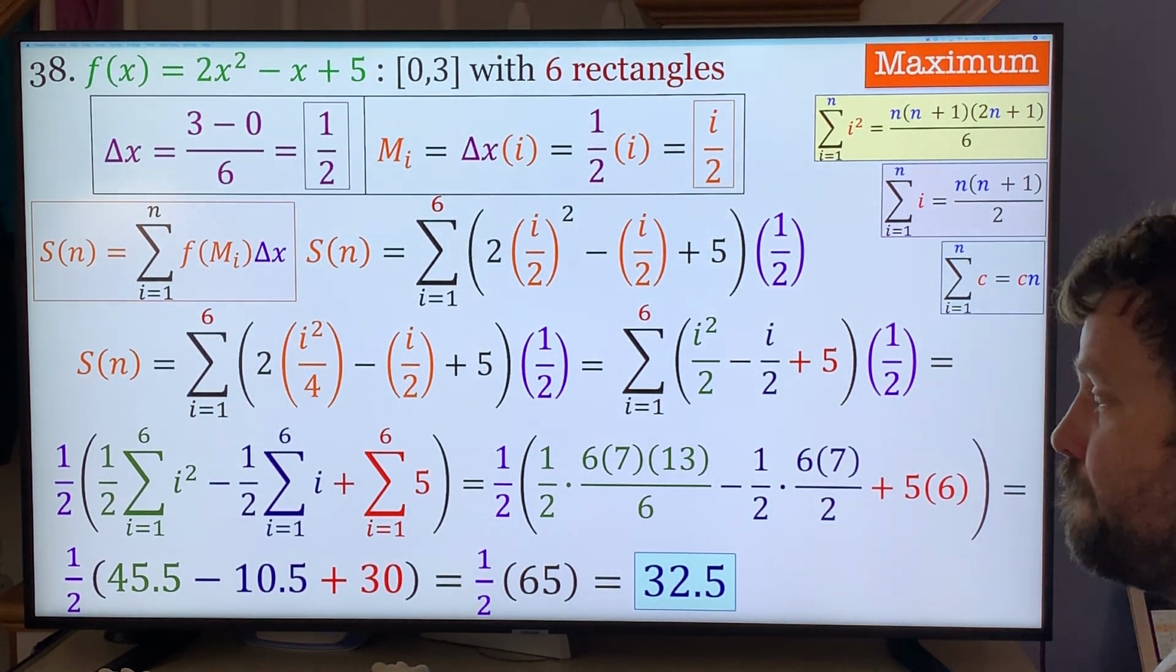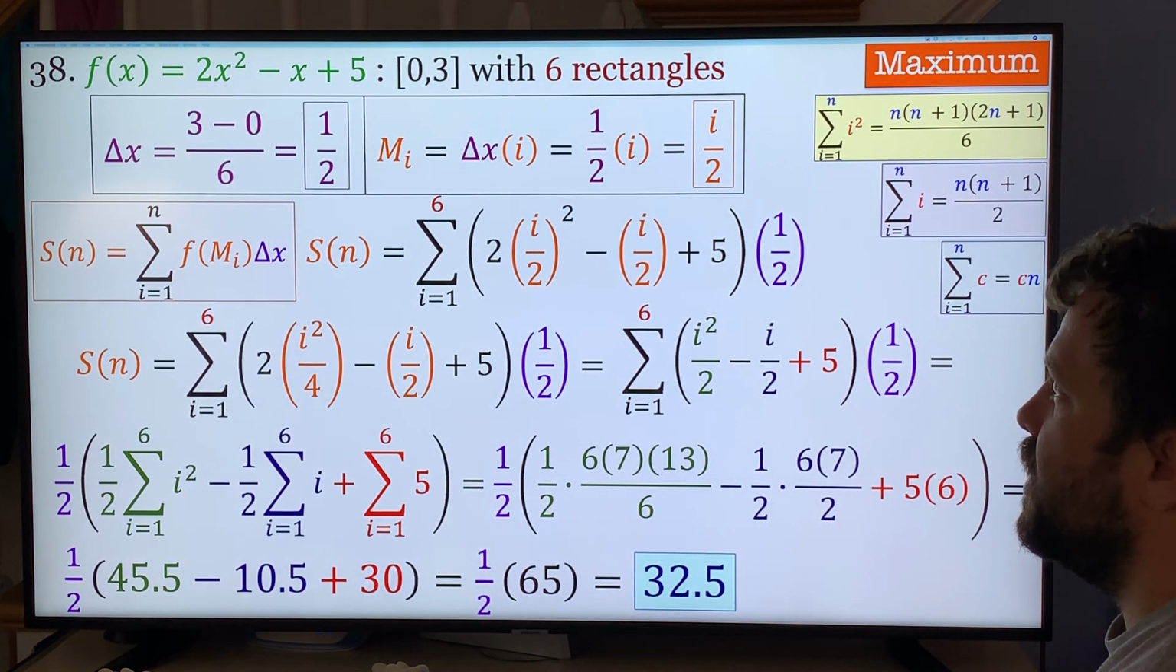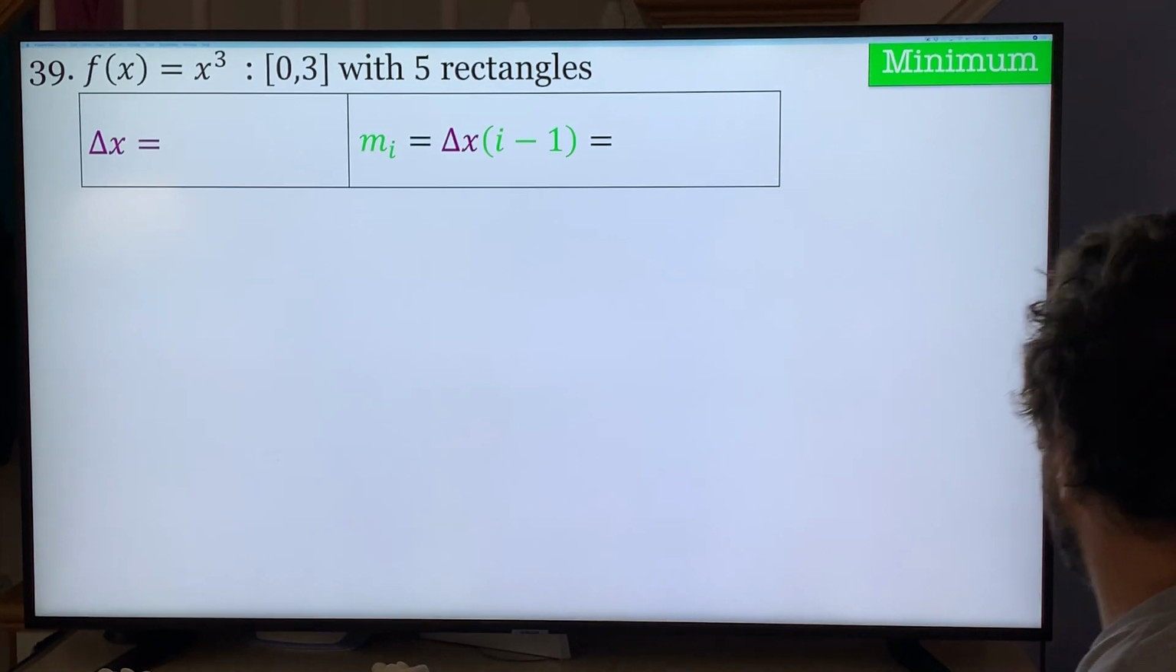Got it? How are we doing? All right, why don't you guys try problem number 29, the minimum.